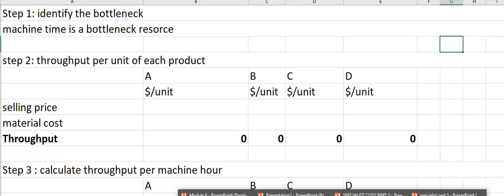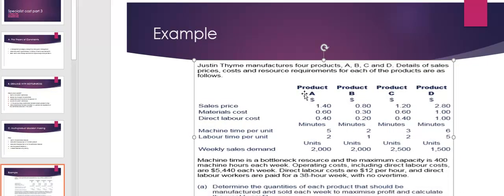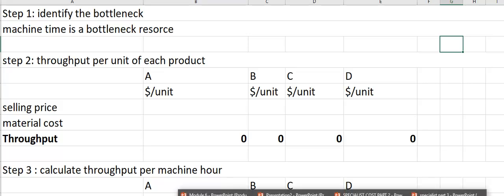Back to the question. We have products A, B, C, D. So you are going to align the products together. So you write A, B, C, D, dollars per unit, and so on. Then, how do you calculate throughput? Remember the formula for throughput is selling price minus material cost. So let's go back.